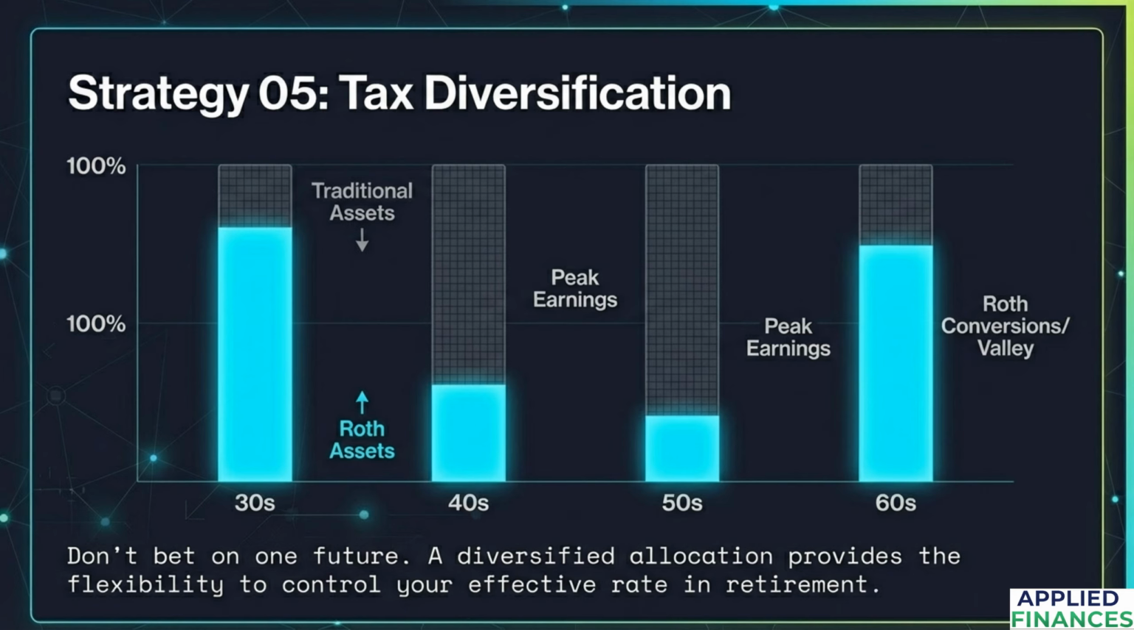Think of tax diversification as an insurance policy against future changes in tax law. We do not know what tax rates will look like 20 or 30 years from now, but by having a mix of assets, you are prepared for whatever legislative environment emerges. It is the only way to ensure you have maximum control over your financial destiny.